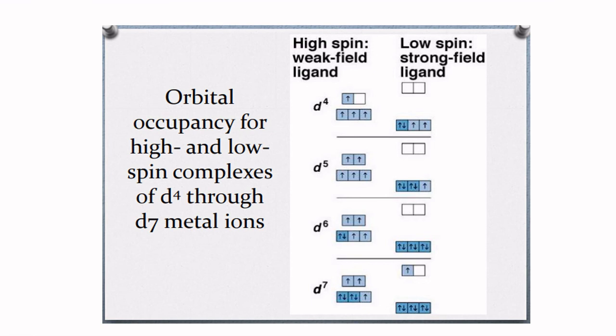This is the summary of orbital occupancy for high and low spin complexes of d4 to d7 metal ions. Normally, if you have d1 to d3, it doesn't give you any difference because the three electrons will always fill in down here, but not up. So in this case, for high spin with weak field ligand, if it is d4, it will go up before it pairs. For d5 also it will go up before it pairs. For d6 it will go up first, and only then the 6th electron will come here. This is electron number 6. For d7, all electrons will be filled up until the 6th electron is here, and this is the 7th electron.